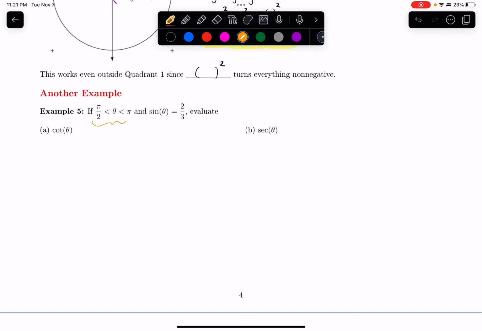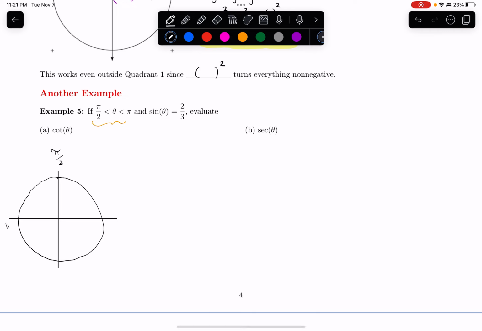The problem tells me that theta is between pi over 2 and pi. So if I draw my axes, and then I draw a circle, I know pi over 2 is up here, that's at the 90-degree mark. Pi is over here, that's at 180 degrees. So theta is somewhere between those two. That is my second quadrant, so theta is in quadrant 2.